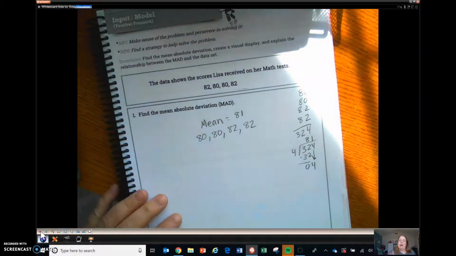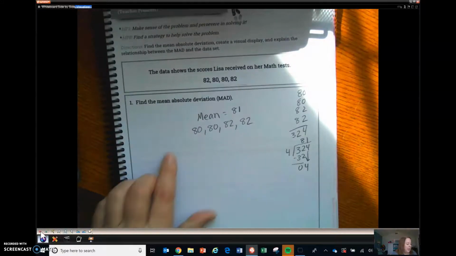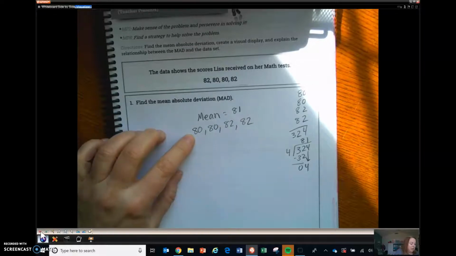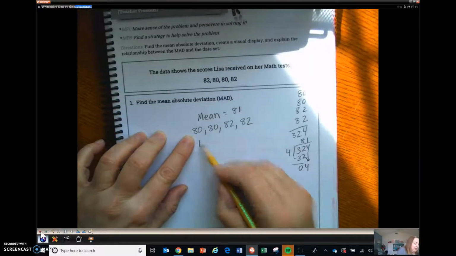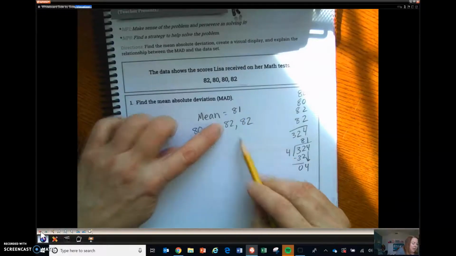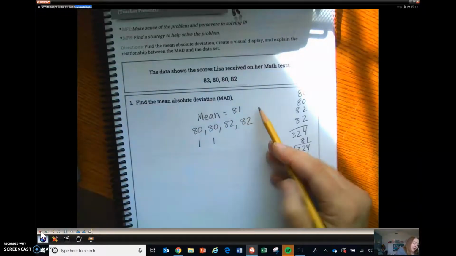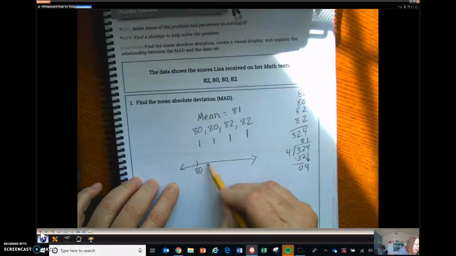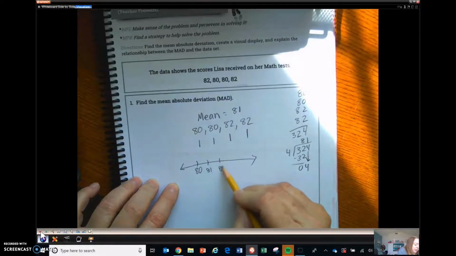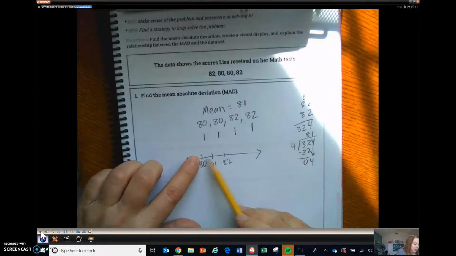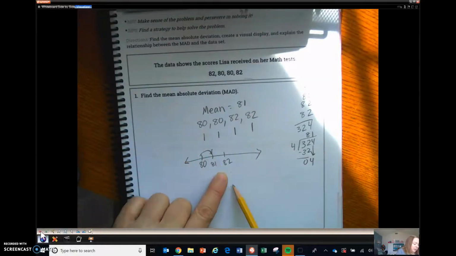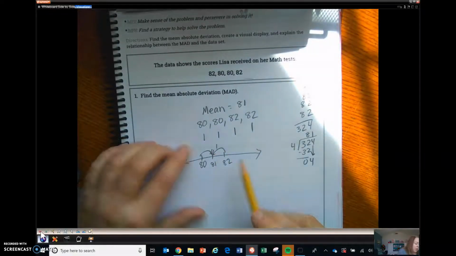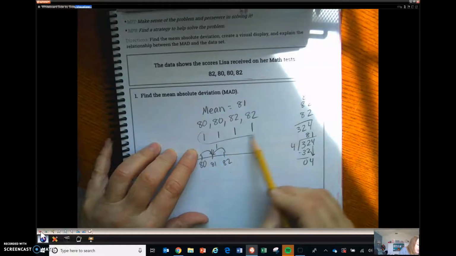So here's where MAD comes in. All you have to do is figure out how far away 80 is from 81 on a number line. So 80 is 1 away from 81. We just did that. 82 is 1 away from 81. So if I had a number line like this and I had 80 here, 81, and 82 here, 80 is 1 step away from 81, and 82 is 1 step away from 81. Okay, so now they're all 1 away.